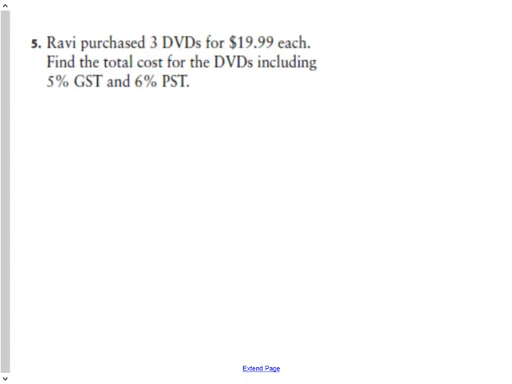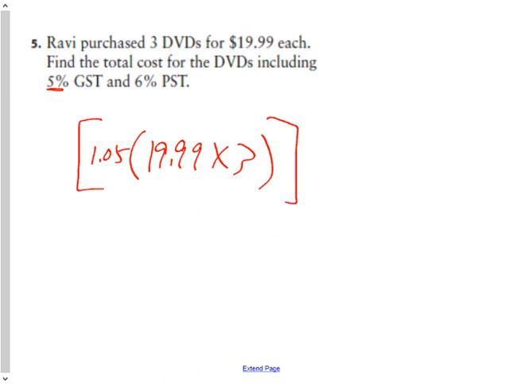Question 5 says Ravi purchased 3 DVDs for $19.99 each, and then find the cost with 5% GST and 6% PST. So again, we're going to have $19.99 multiplied by 3. That's going to be the cost of the DVDs without any tax. We're then going to multiply that by 1.05 to find the 5%, in brackets, because we do brackets first. Then we're going to put it in square brackets and multiply by 1.06. And when we do all that, it should work out properly.